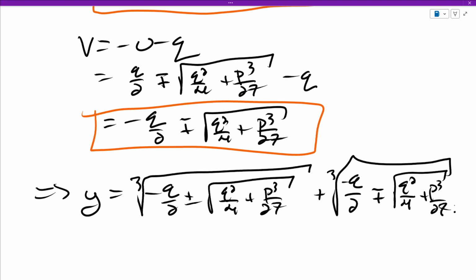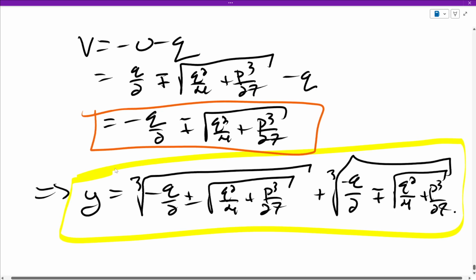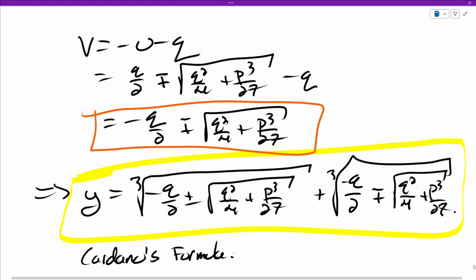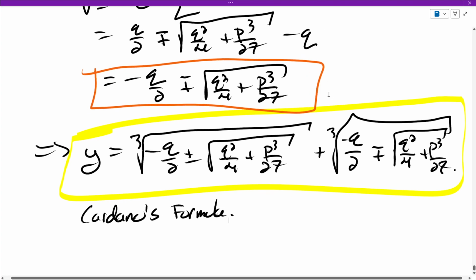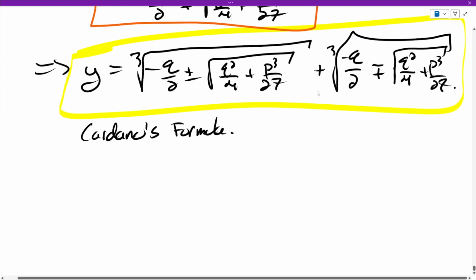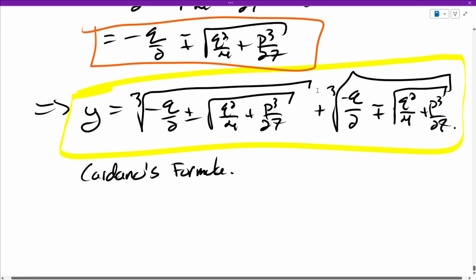Whew, all right. That's it. And this formula is known as Cardano's formula. Let me highlight it. So it's called Cardano's formula. And it's kind of complicated, as you see. This took us about 13 minutes to derive. And it's an interesting formula.